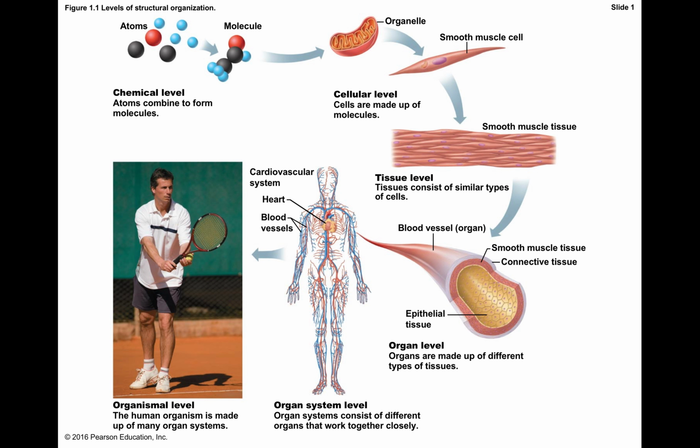Here is a picture that defines what I'm discussing. We're starting with atoms and molecules, which fork their way to the organelles. So everything you see on the top part of the picture, atoms, molecules, and organelles, represent your chemical levels.